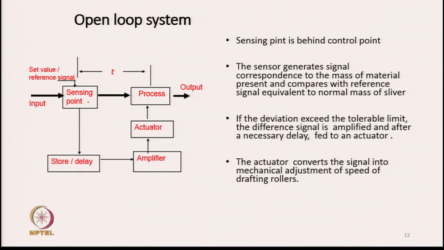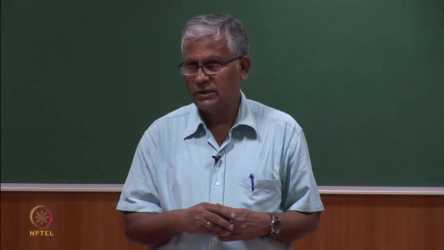So, the material has to reach the process, and once it reaches the process, then only we have to take corrective action on it. So, if the time that the material takes to reach the process is t, then the signal will be held back for a period t, and then only the signal is amplified, the deviation signal, then the actuator acts. Actuator means it will actually now cause a change in the draft.